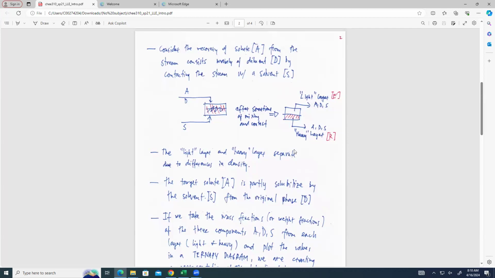And so whenever you mix it together, of course, you get the light layer, which is usually called the extract. We mark that with E a lot. And the heavy layer, which is called the raffinate, we mark that with R.